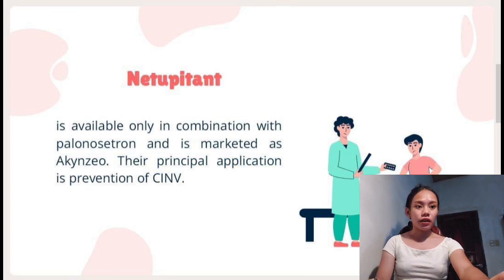Our next drug is netupitant. This drug is available only in combination with palonosetron and is marketed as Akynzeo. Their principal application is prevention of CINV. An example of a prototype of this drug class is aprepitant.